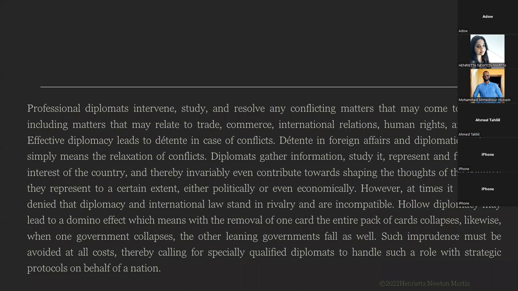So diplomats gather information, study it, represent, and further the interest of the country. That is, they promote the interest of the country and thereby invariably contribute towards shaping the thoughts of the country. They represent to a certain extent, either politically or even economically. However, at times it cannot be denied that diplomacy and international law stand in rivalry and are incompatible. Sometimes it becomes a problem. They stand against each other. Why do they stand against each other? Hollow or weak diplomacy may lead to a domino effect. What is a domino effect? For example, you have a pack of cards, all stacked up together.